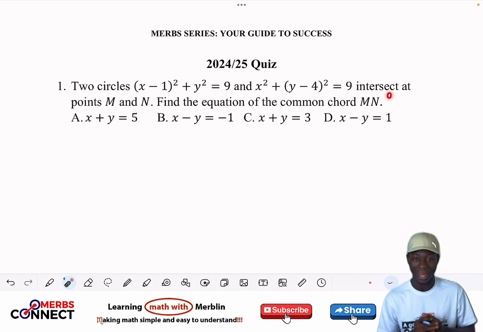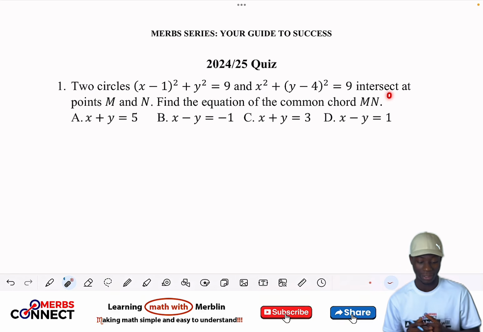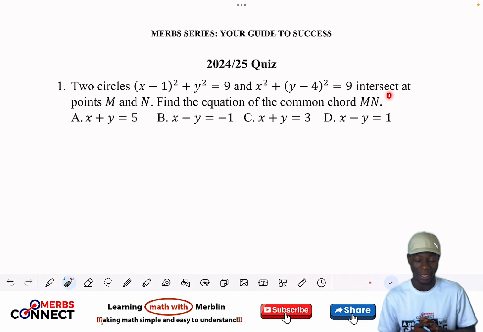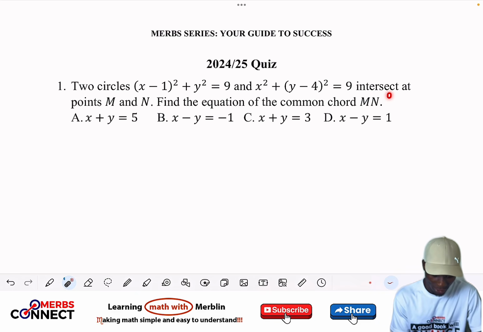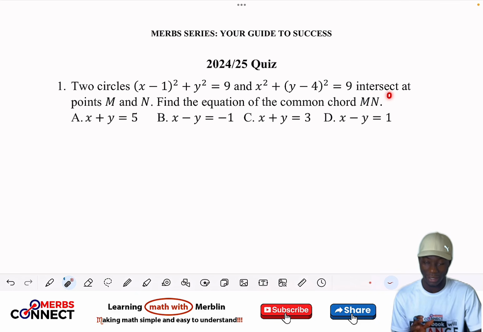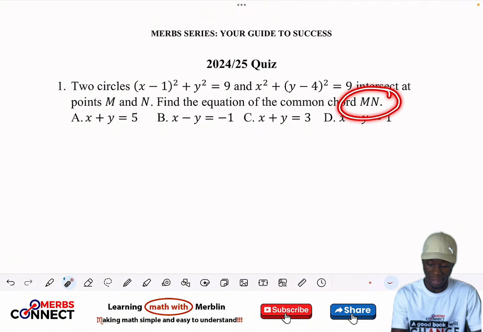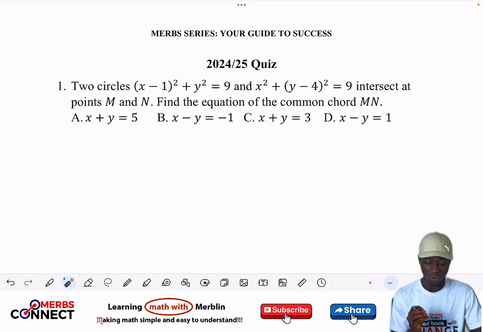So now let's take the last 20 questions, which is the quiz that we wrote this semester, and then we are done, right? So let's jump right in. The first question is asking us to find the common chord of M and N, right? So we have two circles that intercept at M and N.